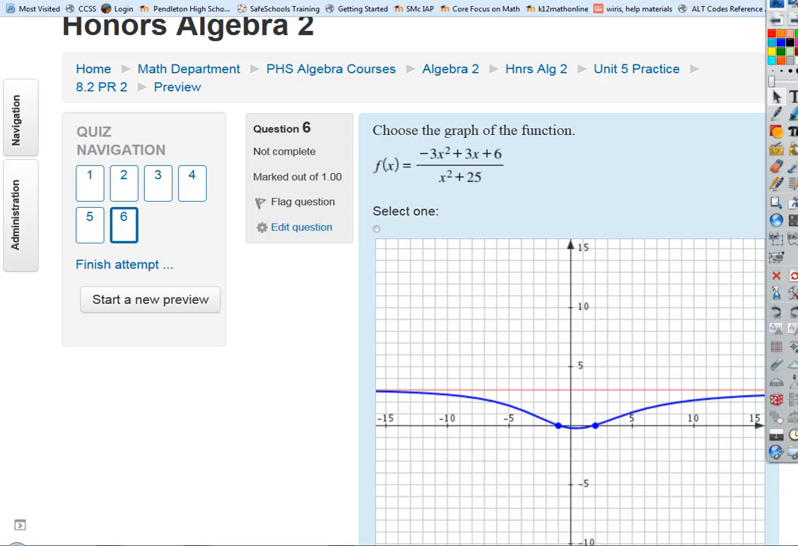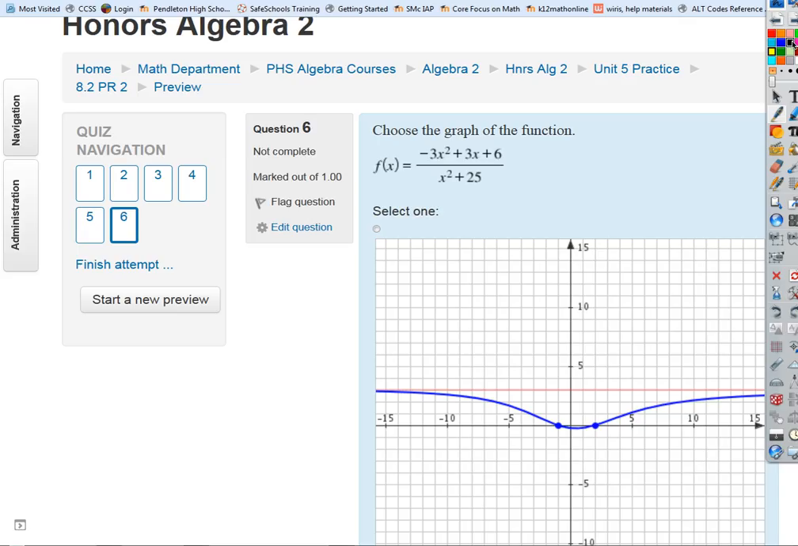What's our rule for finding a horizontal asymptote? That's when we take a limit as x approaches plus or minus infinity. We'll do this in more detail in a couple of years in calculus, but for now, what's going to be the horizontal asymptote here, and why?